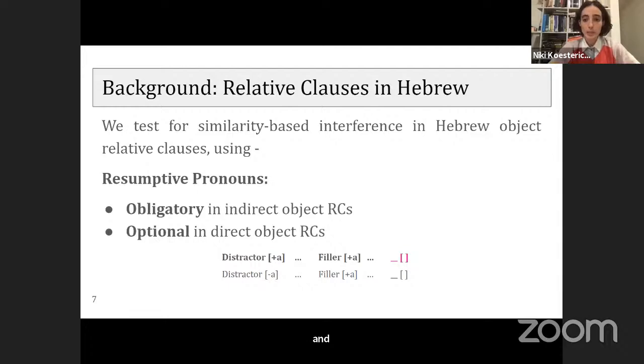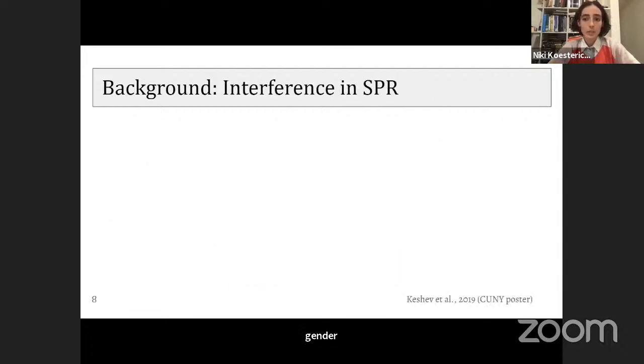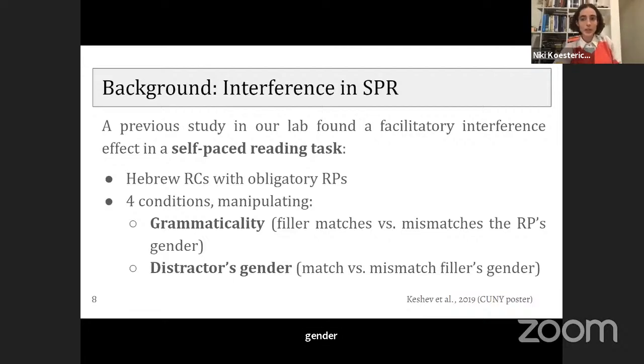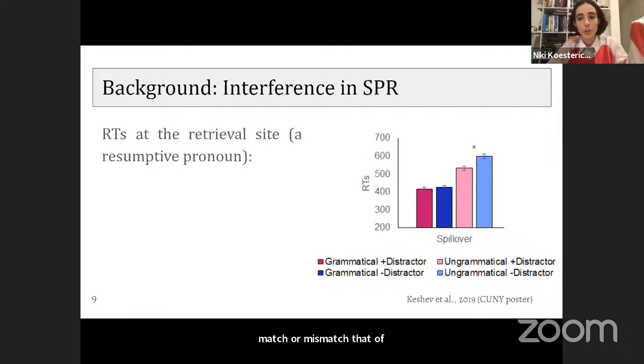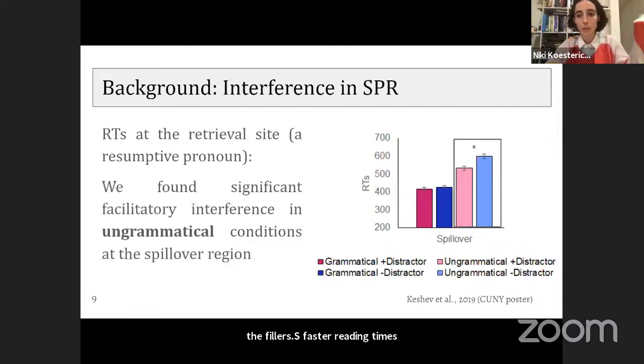A previous study in our lab found a facilitatory interference effect using a self-paced reading task. So we used Hebrew relative clauses with obligatory resumption, and we manipulated first the filler's gender to either match or mismatch that of the resumptive pronoun's gender. This rendered the sentence either grammatical or ungrammatical. And the second manipulation was of the distractor's gender to either match or mismatch that of the filler's. So faster reading times were detected at the retrieval site in ungrammatical match conditions, namely when the distractor matched the ungrammatical resumptive pronoun. This was as compared to ungrammatical mismatch conditions.